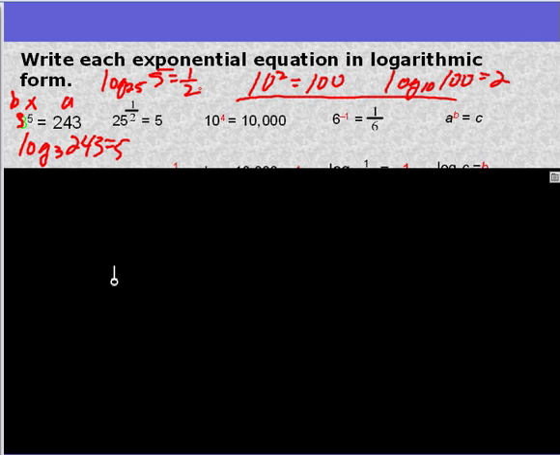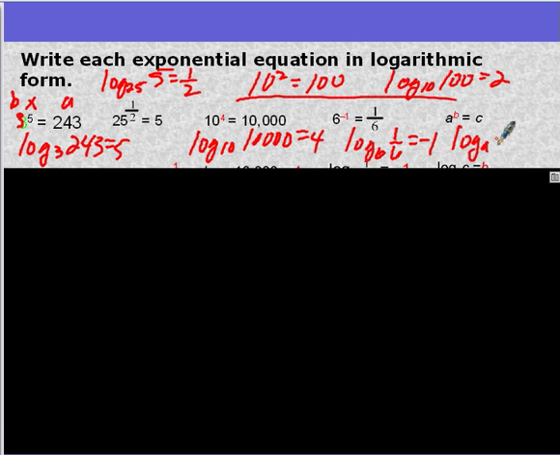So that means 25 to the 1/2 power, or the square root of 25, is 5. Here, this is going to be log to the base 10 of 10,000 is equal to 4. And then lastly, log to the base 6 of 1/6 is equal to -1. And lastly, log to the base a of c is equal to b.